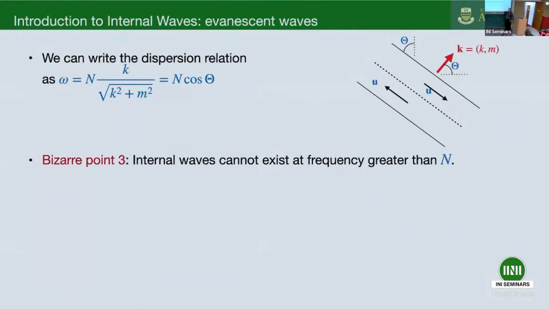One thing we can do with internal waves is write that dispersion relation in terms of the angle theta at which lines of constant phase are oriented to the vertical. So if theta is 0, basically the motion is up, down. In terms of the wave number vector, it's the angle that the wave number vector makes to the horizontal. And so when you write omega as n cos theta, that tells you right away that the frequency of these waves must be less than the buoyancy frequency, or at best equal to it.